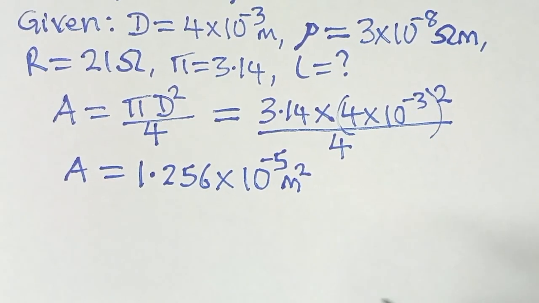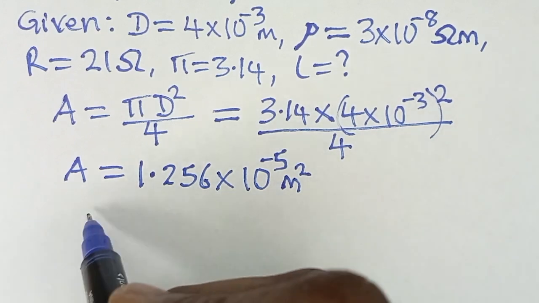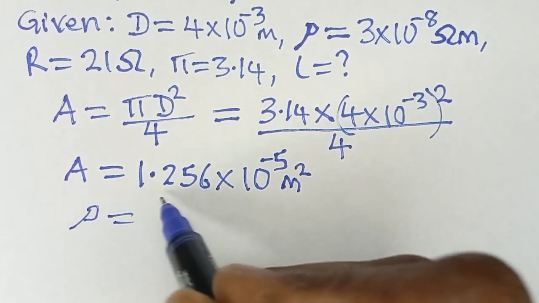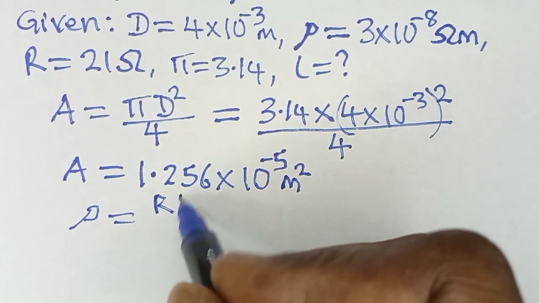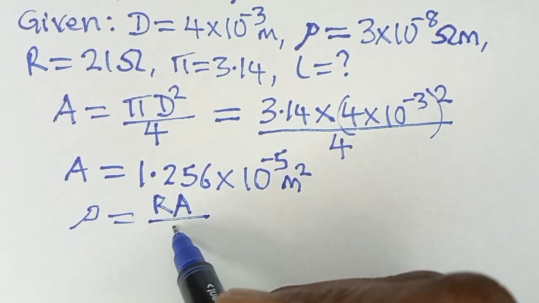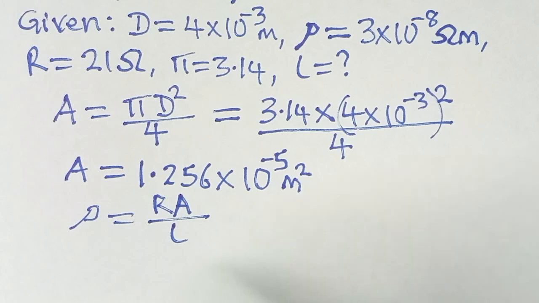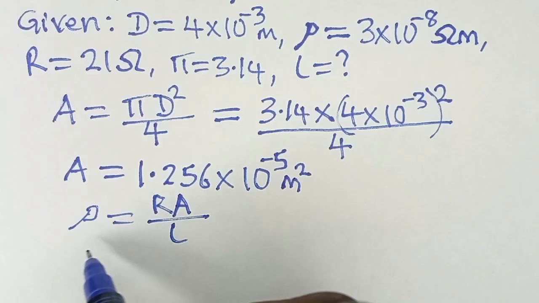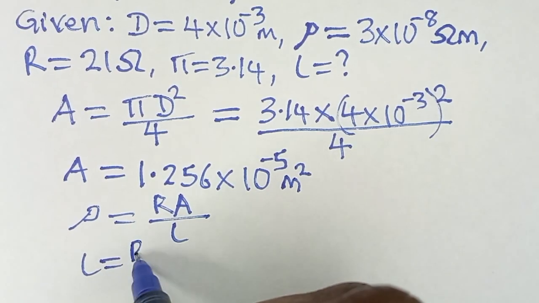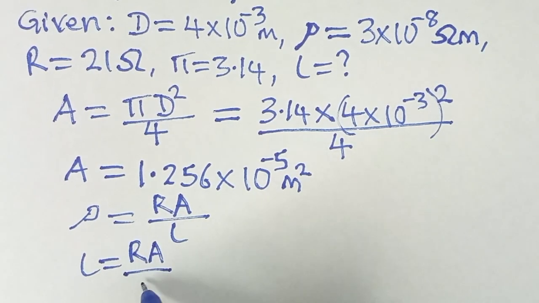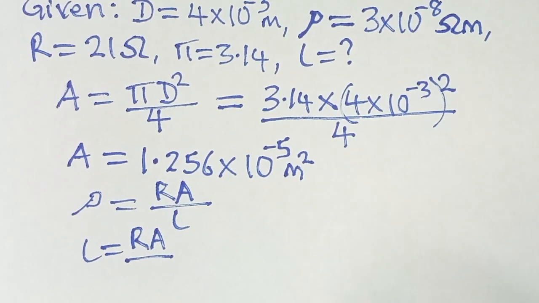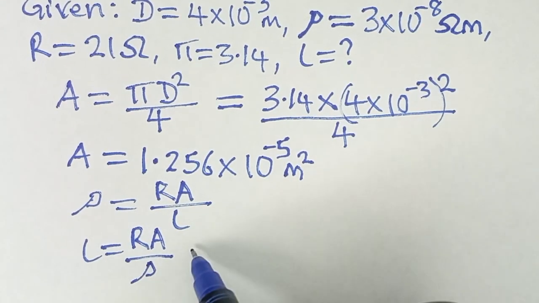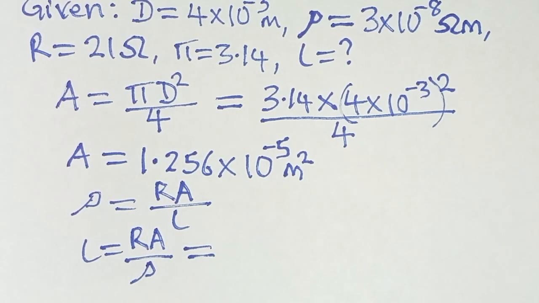Then now, let's move on to the resistivity formula. Don't forget, resistivity is given to us as RA over L. From there, we have our L. If we make L the subject of the formula, just simply interchange these two positions. That gives you L as subject of the formula. So L will be equal to RA over the resistivity. From there, we can now substitute values.